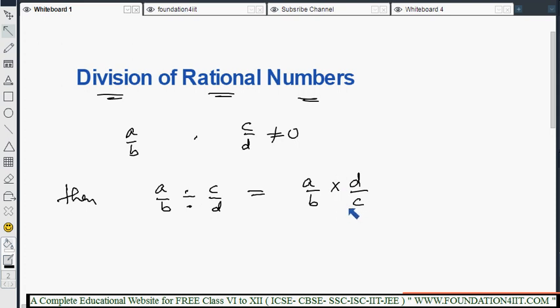So in order to divide a rational number a/b by another rational number c/d, we need to multiply a/b by the multiplicative inverse of c/d, that is nothing but d/c. So when a/b is divided by c/d, then a/b is called the dividend, c/d is called the divisor, and the result of the division is called the quotient.